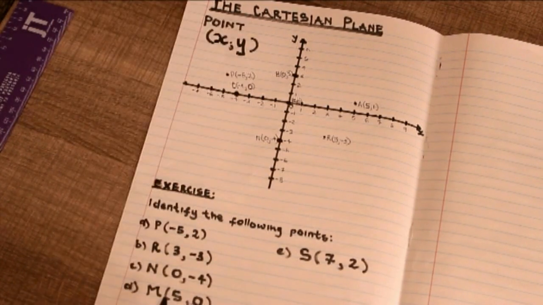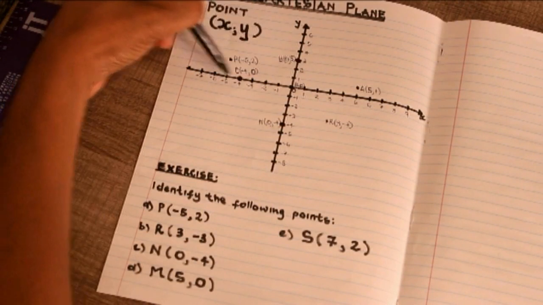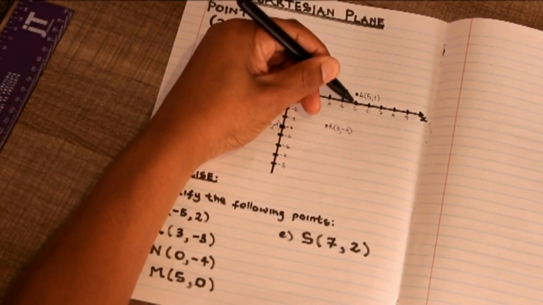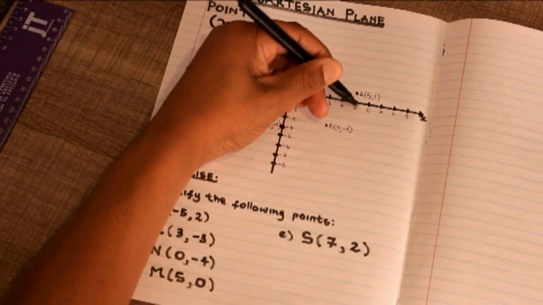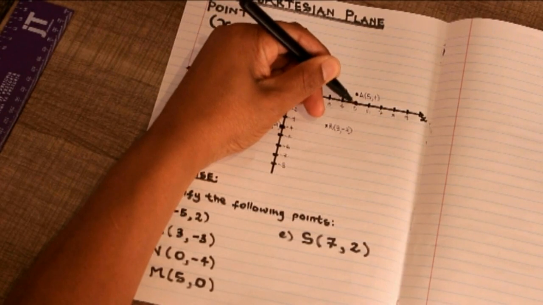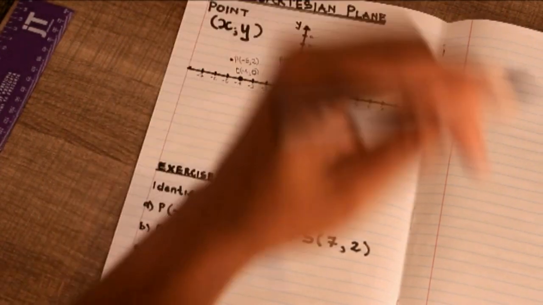And then the next one is M(5, 0). Remember, x is 5 and y is 0, so it's on top of this line where y is 0. So we put here this point as your M. I'm going to write it here, (5, 0). It is that point, M(5, 0).